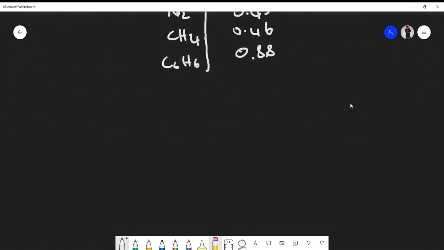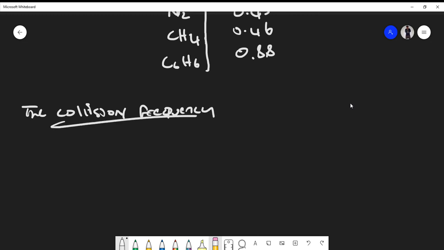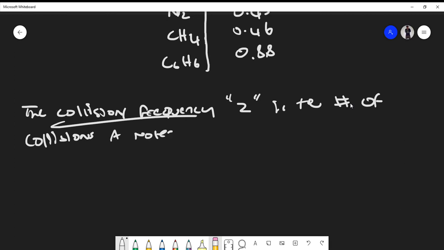Now the collision frequency is what we denote as Z, and it is the number of collisions a molecule makes per unit time. So it is the number of collisions a molecule makes per unit time.